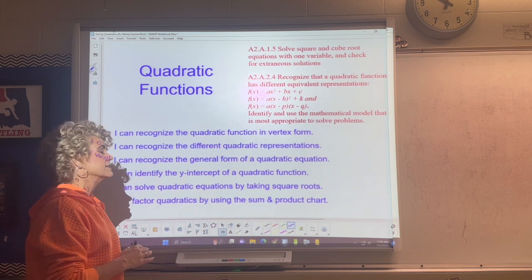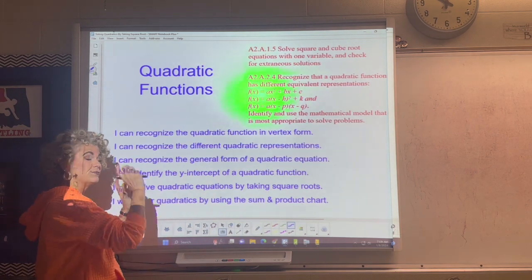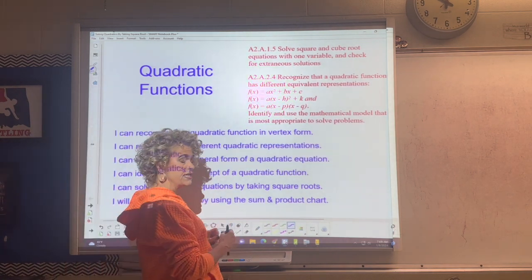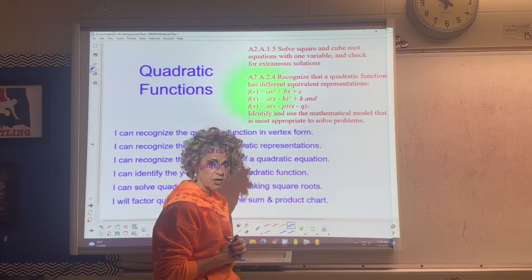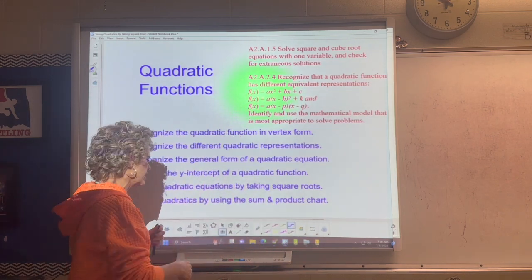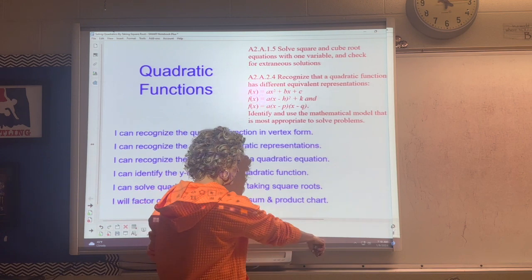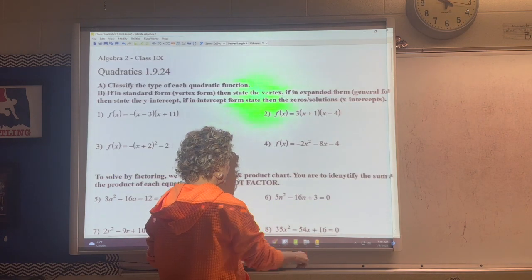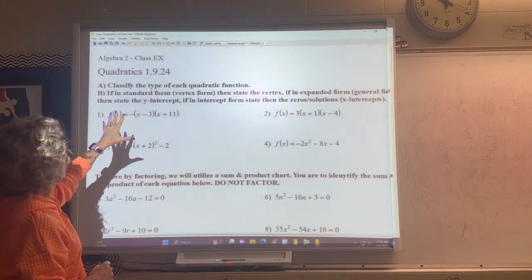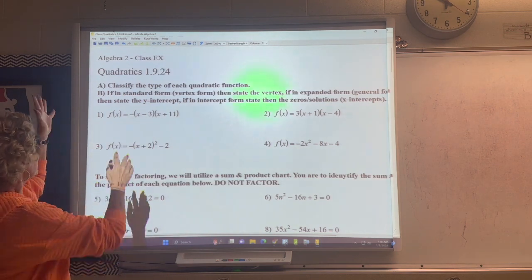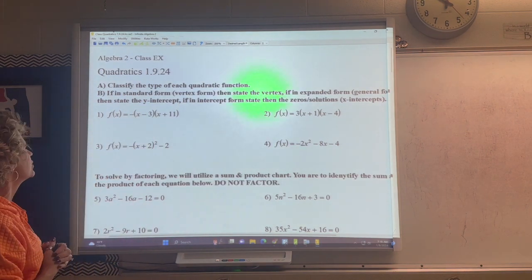Now, let me emphasize, today we're not actually going to complete the factoring. We are simply going to set up the sum and product chart. We're going to take it just little steps at a time. So what we're going to do is we're just going to refresh and go to some of our examples that we've done. Okay, this part 1 through 4, classify each type of quadratic function.